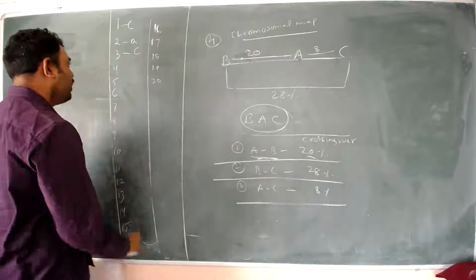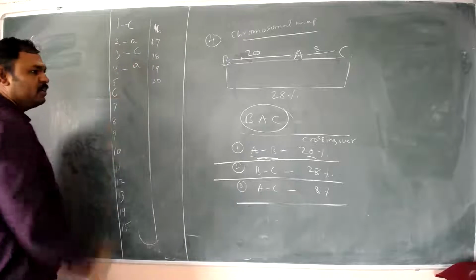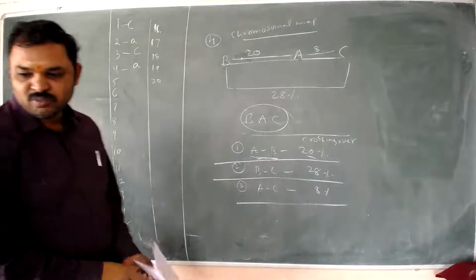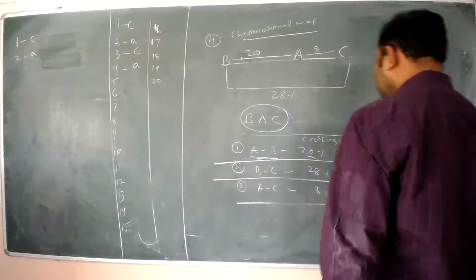So what is the answer? BAC, the fourth one is answer A. The fourth one, A, is relevant to the chromosomal map. And next one.